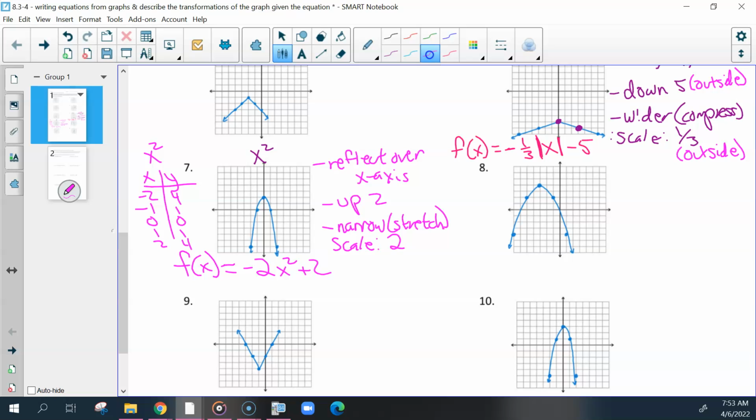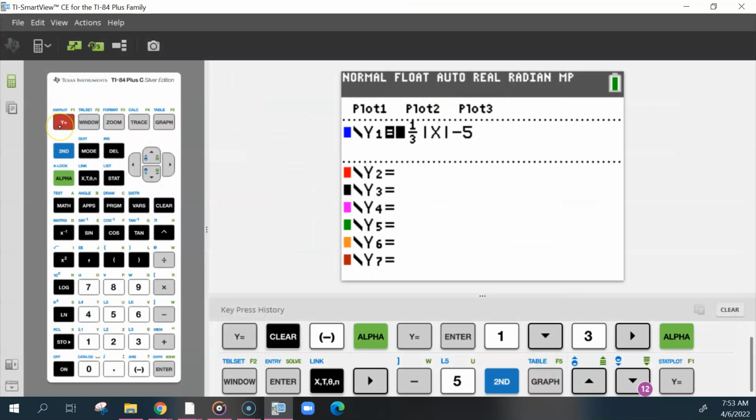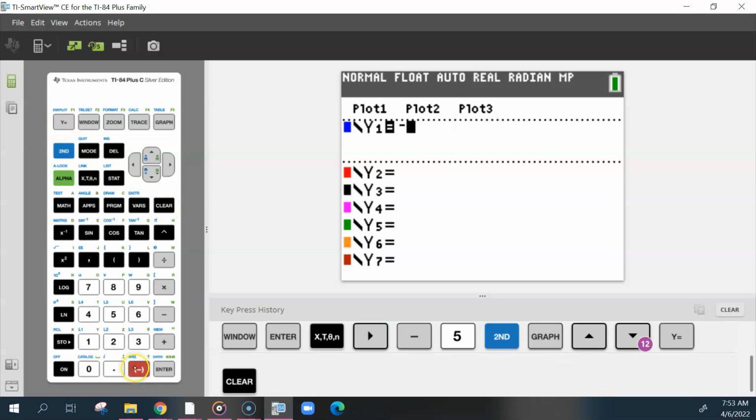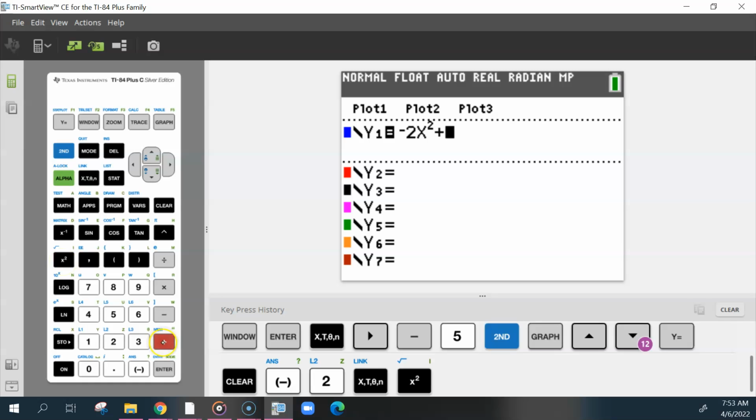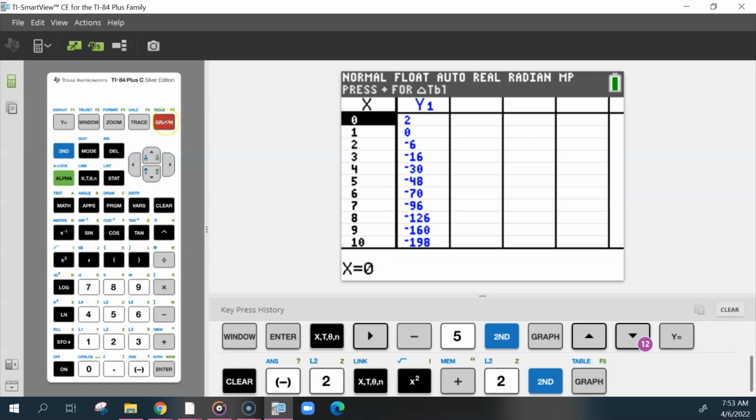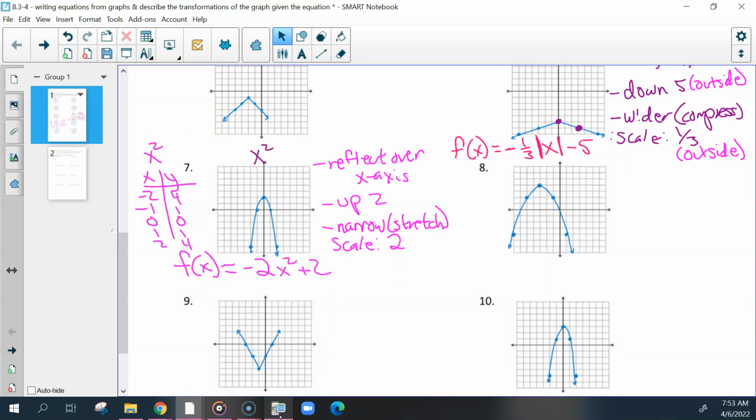I am going to put this in the calculator so we can make sure that we did this correctly. We had negative 2x squared plus 2. We have negative 2, negative 6, negative 1, 0, 0, 2, and then it repeats. So those points are correct.